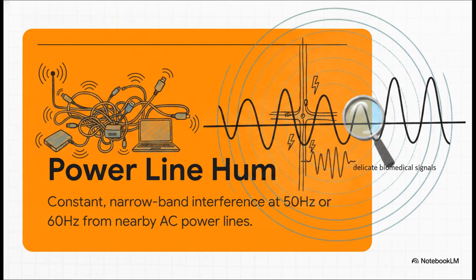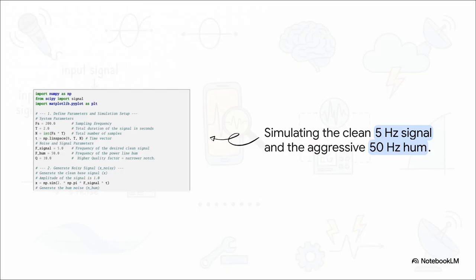Now, unlike the baseline wander we just looked at, which was spread out over very low frequencies, power line hum is intensely, stubbornly concentrated at one single, very specific frequency. If you don't aggressively address it, this pure sine wave will completely overwhelm and drown out smaller, more subtle signals. Let's look at the Python setup for this specific scenario.